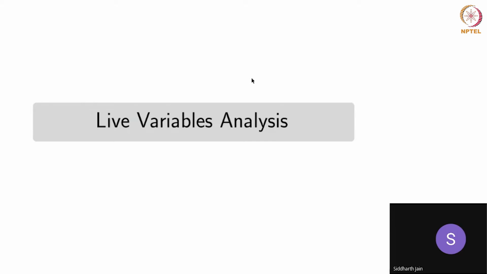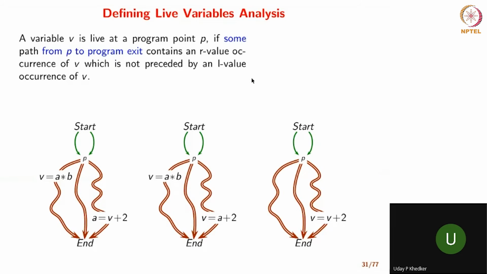Okay, so let's begin with live variables analysis. We have already seen informally what live variables analysis means. For live variables analysis, we are supposed to identify a set of variables that are likely to be used on some path starting from that program point, and we need to collect this information for every program point. So how do we define live variables analysis?